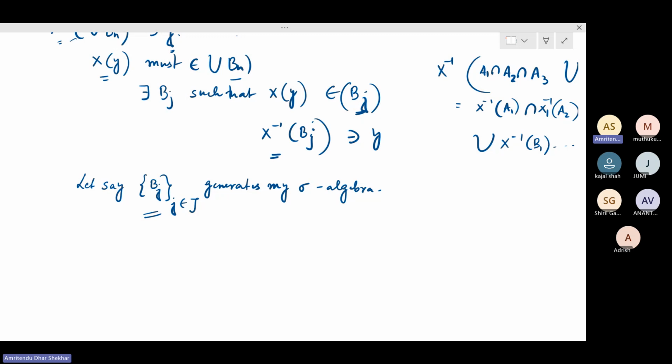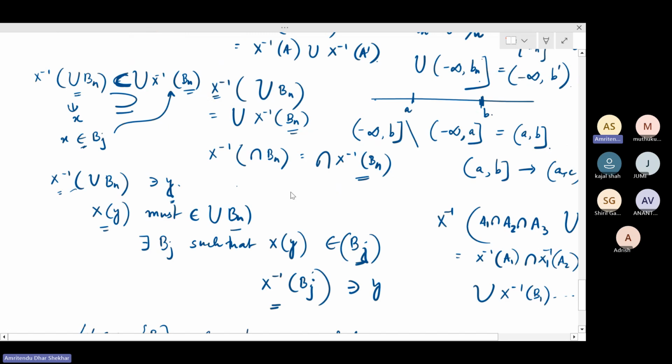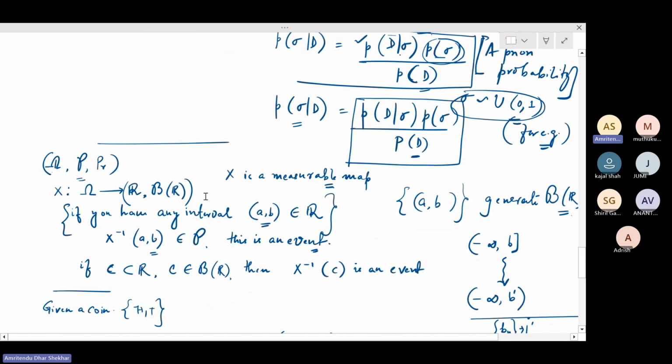So a simplification of the problem is that you take a collection of sets which generates that sigma algebra, and then you show that the inverse of those collection of sets are measurable, which is oftentimes a much simpler task to do. So this is not the textbook definition of a measurable map, but this is a working definition. Hopefully it's clear.